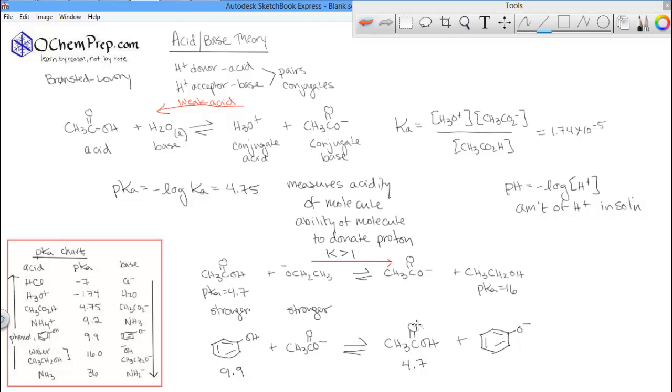Because this is the stronger side, stronger acid, stronger base, the reaction will go backwards. It will not go forwards as written. So the K value for this reaction is less than 1. And if you look, phenol will not be able to donate a proton to acetate.